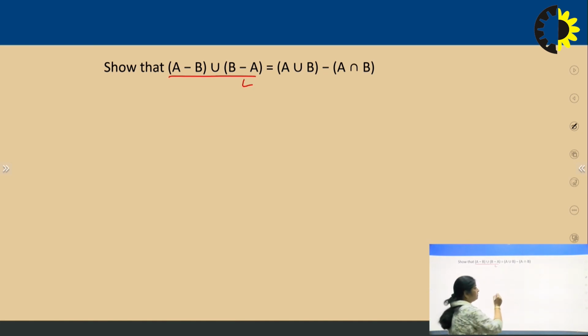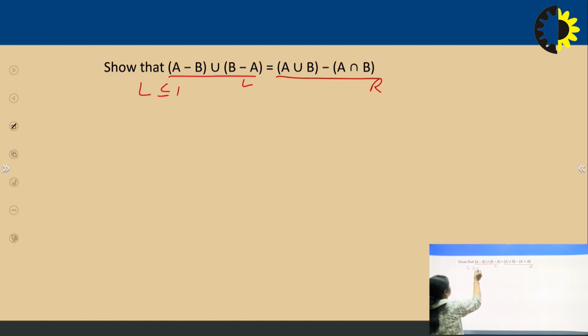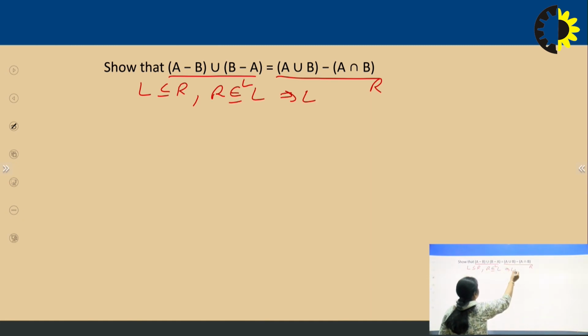Again, let me take this as the left hand side and this as the right hand side. I have a left hand side and a right hand side, and I need to prove that left hand side is equal to right hand side. So I will use the subset property that if L is a subset of R and R is a subset of L, then I can say that L is equal to R. I'm using the same concept that we used in the previous question.